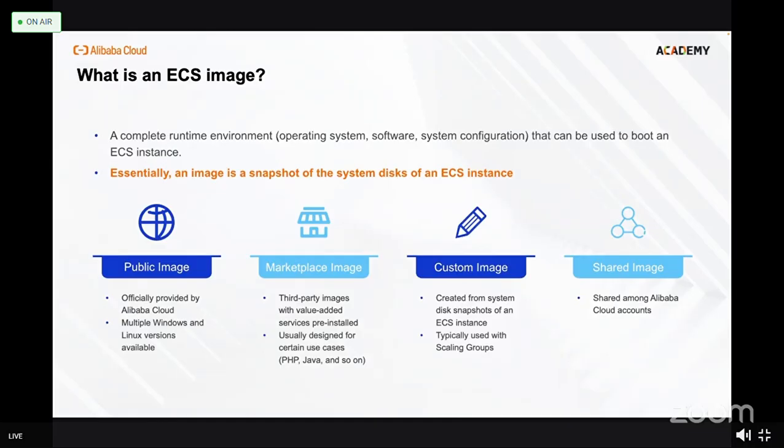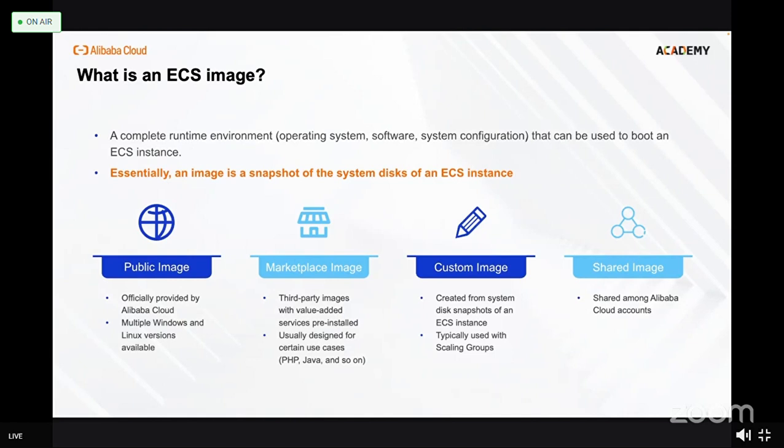And then we have the custom image. For instance, I created some application and connected some APIs to a Telegram bot or anything like that. I can create a custom image, and later, if I want to load all these configurations and the software I loaded in my image into a new ECS instance, I can do that, and that custom image can be loaded into the new ECS instances. And these can be typically used with scaling groups as well.